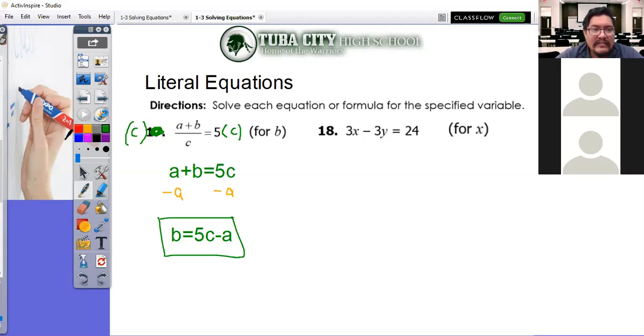Now, let's go ahead and get rid of this 3y. So I'm going to add 3y to both sides. Now again, these are not like terms, so I'm not going to put them underneath each other. I'm going to put it a little bit off to the side.